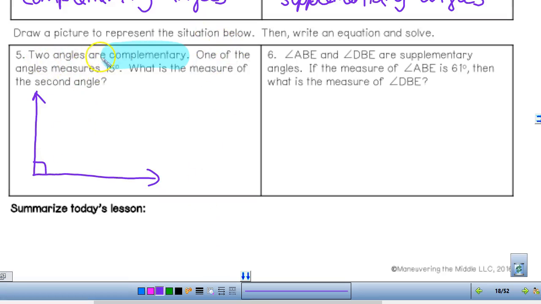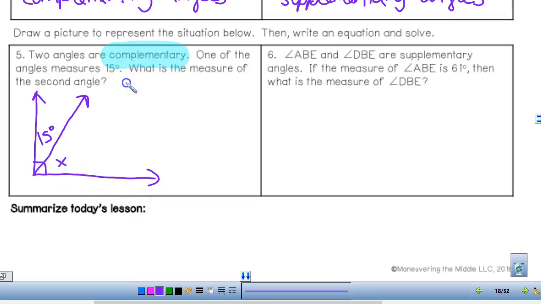And then if I have 2 angles that are complementary, that means that somewhere in here, I've got this line being drawn that's splitting this into 2 complementary angles that add up to 90 degrees. It says one of the angle measures 15 degrees. It doesn't matter which angle, but I'm going to go ahead and label this angle as 15 degrees. And our job is to figure out what is the measure of the second angle. So I'm going to call this x because I don't know how big that is.